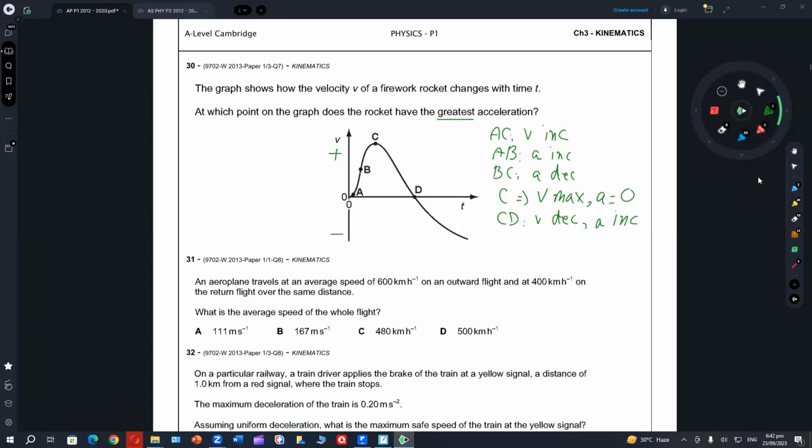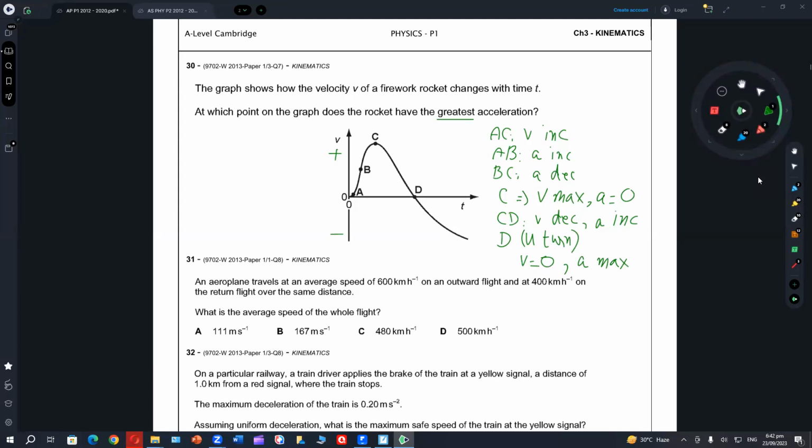Now, what's happening at D? Is it right that D is a U-turn? Yeah, it is a U-turn, I think. How come? Because it's going back up. The velocity is becoming negative. Velocity is changing from plus to minus. Yes.